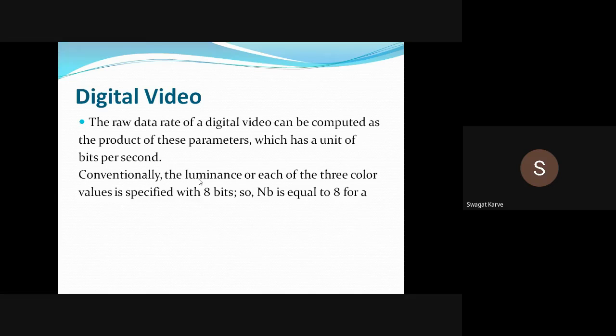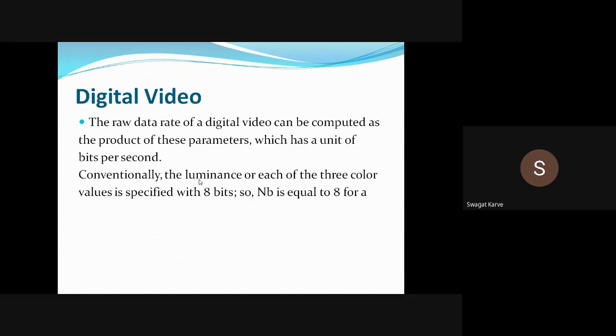Conventionally, the luminance of each of the three color values is specified with 8 bits. That means 8 bits for R, since RGB primary colors are used for color video. So 8 bits for each of the three colors: 8 bits for red, 8 bits for green, 8 bits for blue. That means a total of 24 bits.